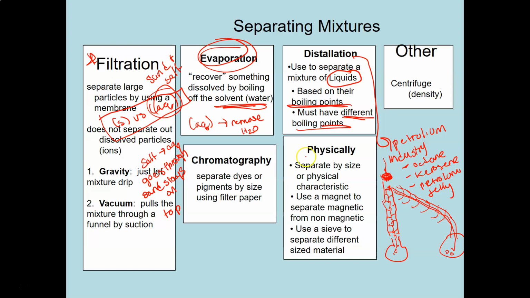You can physically separate it, and that means take a magnet, like if you had iron or paper clips or something magnetic in a pile and you only wanted that stuff, you could take it out with a magnet. You could use what's called a sieve, which means it has different size holes. Say it's not magnetic, but the things are different size rocks. You could get the small rocks to fall through and the big rocks to stay on top. That's a sieve. So it's physical separation.